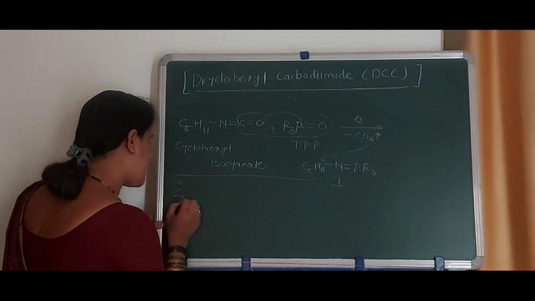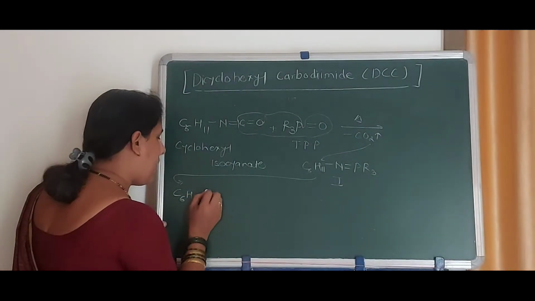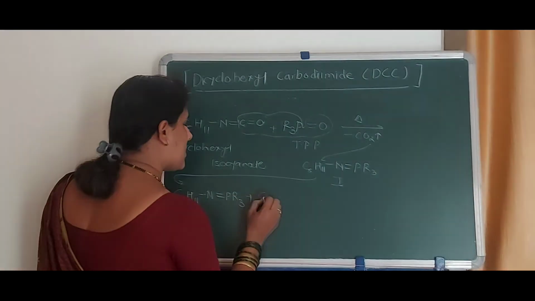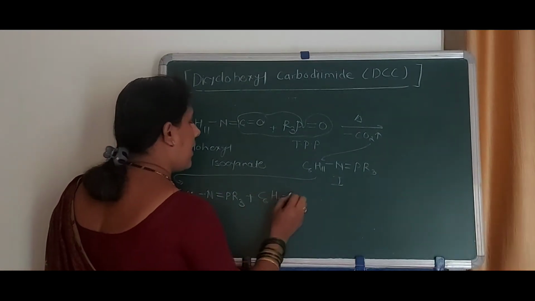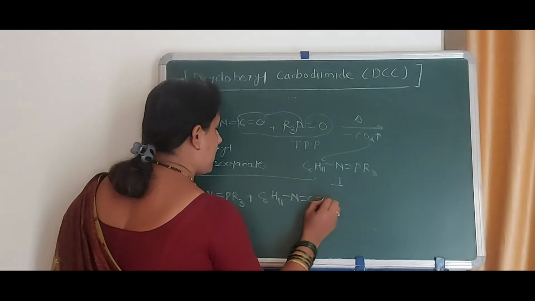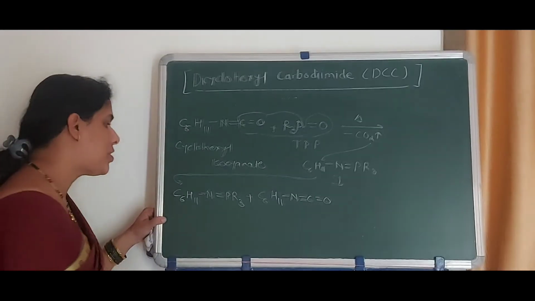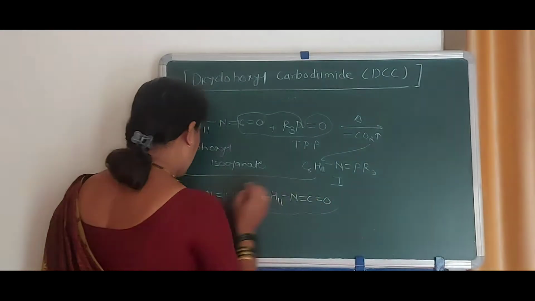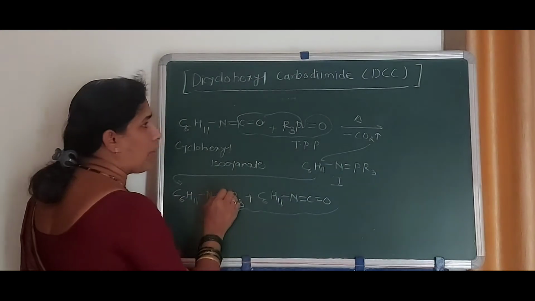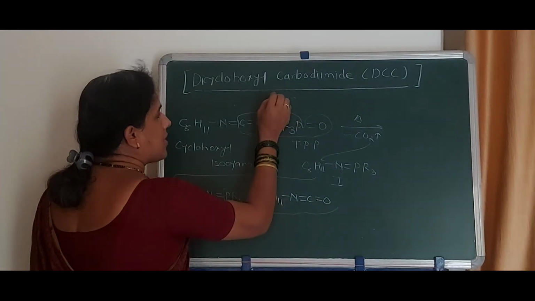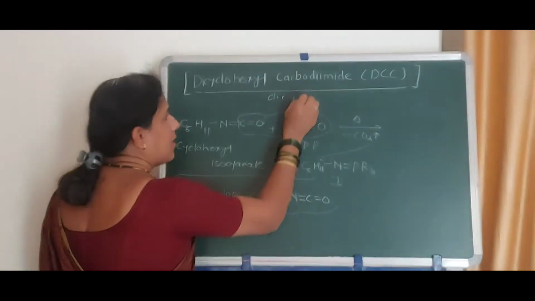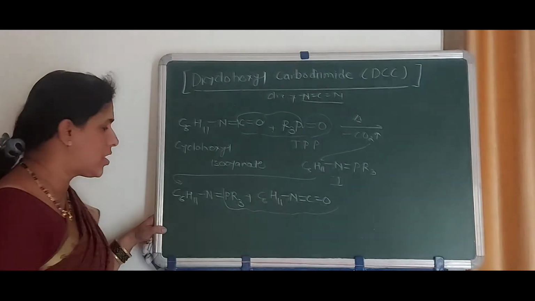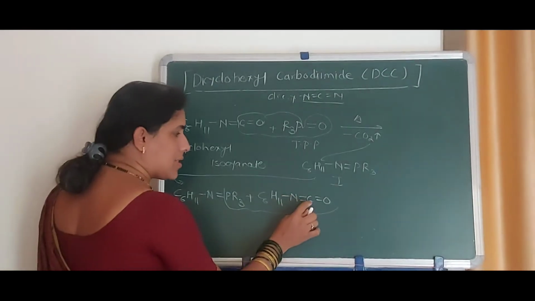C6H11 double bond PR3 plus C6H11 double bond C double bond O. There is formation of PR3 and N double bond. What we have got here is dicyclohexyl carbodiimide. This is the linkage, N double bond C.